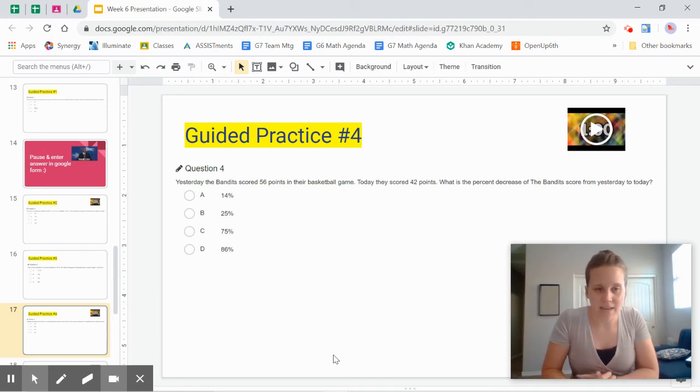Question 4, yesterday the Bandits scored 56 points in their basketball game. Today, they scored 42. I see their score went down. What is the percent decrease of the Bandits score from yesterday to today? Go.